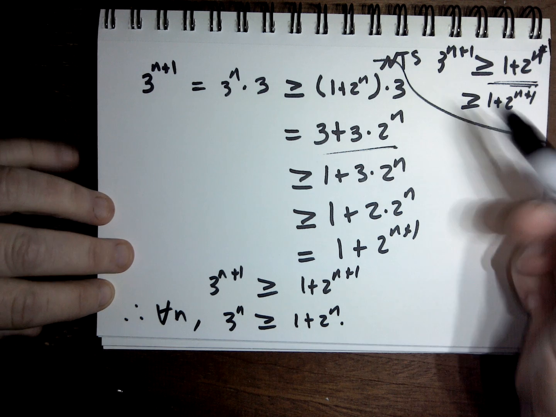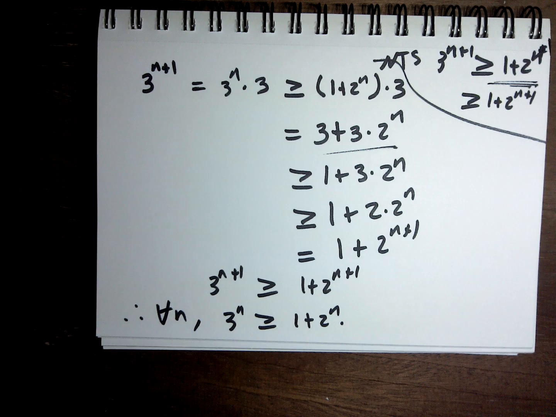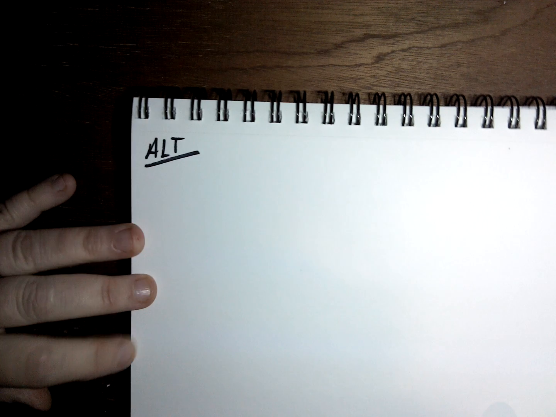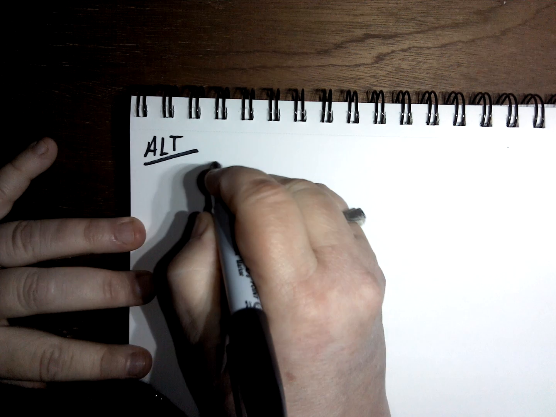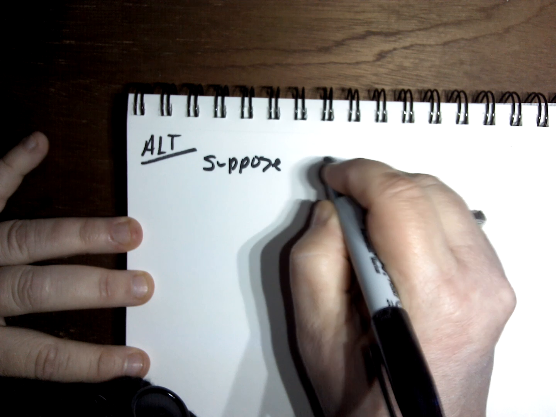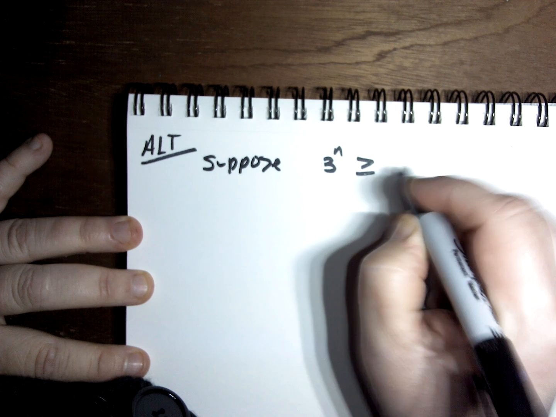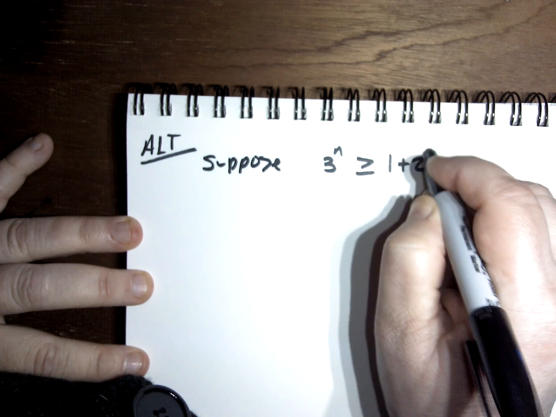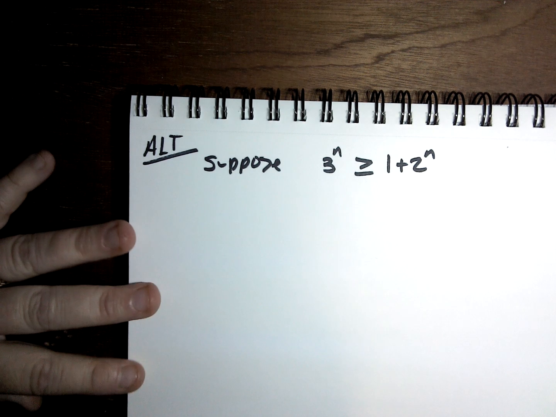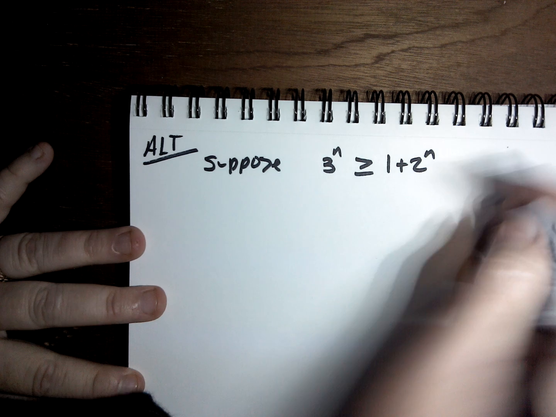Now, if you don't like this, let me show you another way we could do this. Alternate. Still do the n equals 1 case the same way. But now we're going to suppose 3 to the n is greater than or equal to 1 plus 2 to the n. Now I can take this expression, multiply both sides by positive 3, and get the same truthiness.